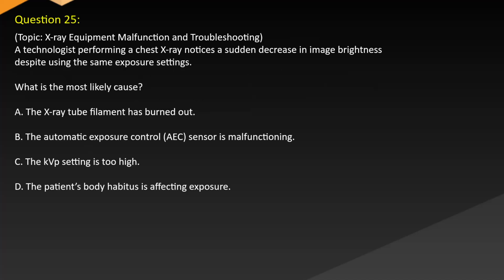Question 25. Topic: X-ray equipment malfunction and troubleshooting. A technologist performing a chest X-ray notices a sudden decrease in image brightness despite using the same exposure settings. What is the most likely cause?